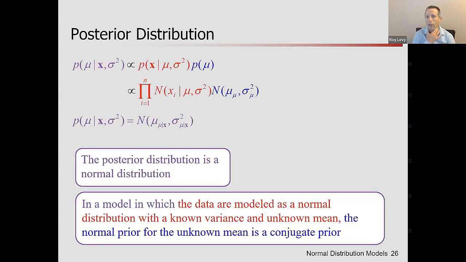So let's get our answer. Let's do Bayes inference to get our posterior distribution. Starting up at the top, we'd like our posterior distribution for the unknown parameter mu, given the data x and the variance sigma squared. Following Bayes' theorem, that's proportional to the stuff on the right-hand side, which is what we just talked about.